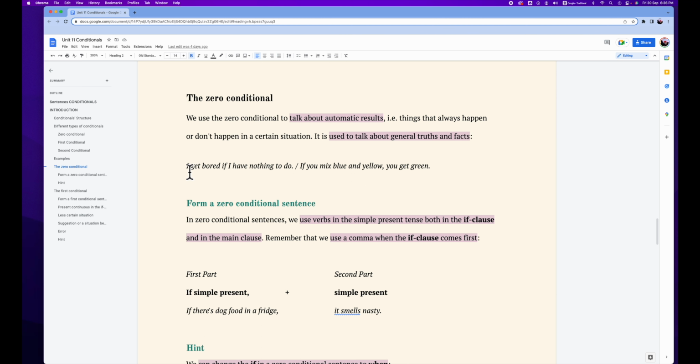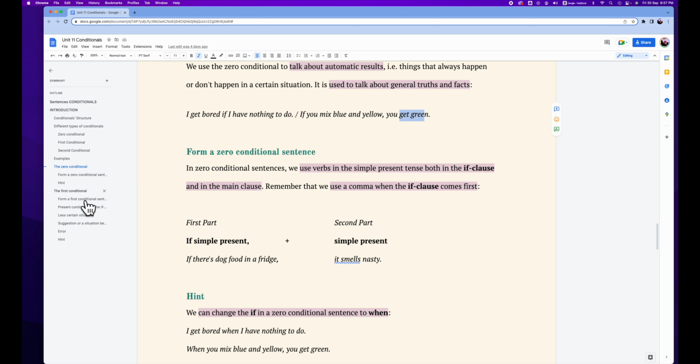For example, I get bored if I have nothing to do. So A happens: if I have nothing to do. B happens: I get bored. If you mix blue and yellow, you get green. So A happens, 100% B is going to happen. A: mix blue and yellow. B: you get green.